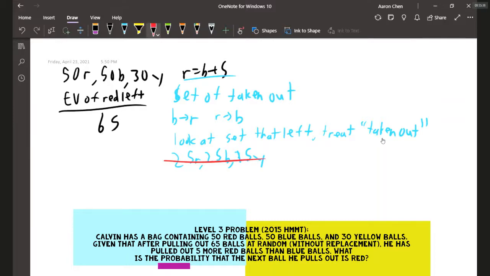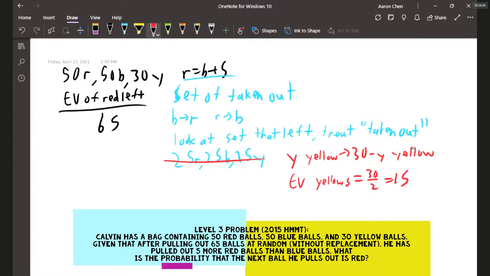And so what this tells us is that this gives a bijection for Y yellow balls, and it turns it into 30 minus Y yellow balls. And so this is good because by the linearity of expected value, the expected value of the number of yellows is just 30 over 2, or 15. And that's really nice. And so now we can basically treat the expected values of R and B as any real numbers, because now we're just basically replacing these values with their expected values.